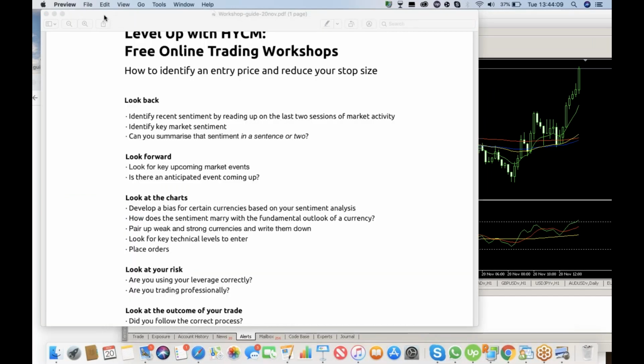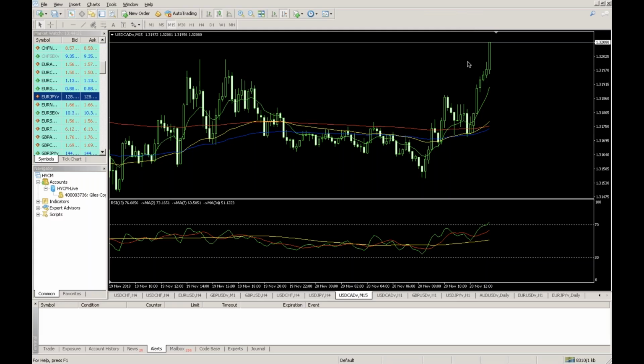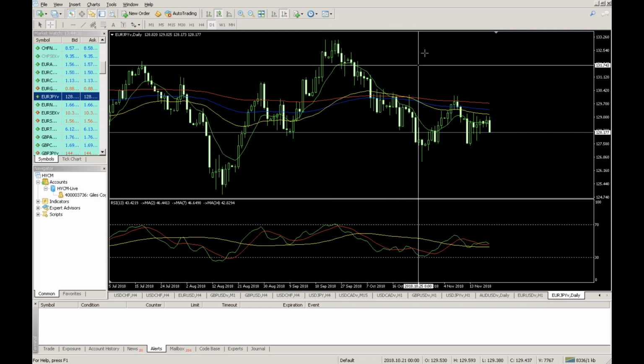So we're looking at the next part, which is pairing up the weak and strong currencies. We're going to look at the euro yen, because we're recognizing this as a really good pair. So look, you see the US dollar, it's that falling oil which is doing it. So let's look at the euro yen. We're expecting euro weakness and Japanese strength.